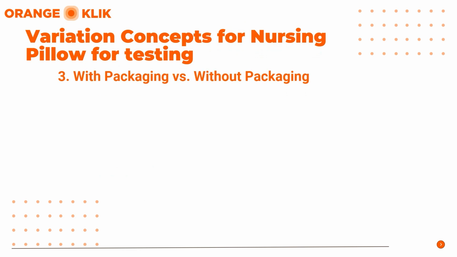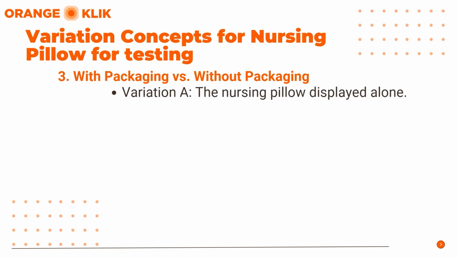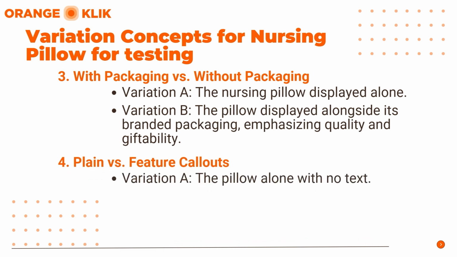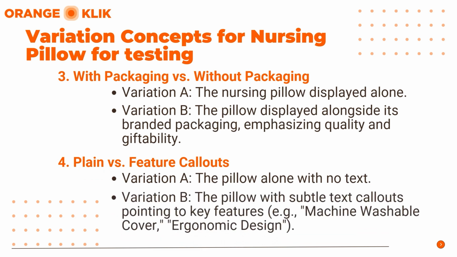Another one could be with packaging or without packaging. The nursing pillow for Variation A could be displayed alone, and for Variation B, the pillow can be displayed alongside its branded packaging, emphasizing quality and giftability. Another one could be plain versus featured callouts. With Variation A, the pillow alone and with no text. And with Variation B, the pillow with subtle text callouts pointing to key features like machine washable or ergonomic design.